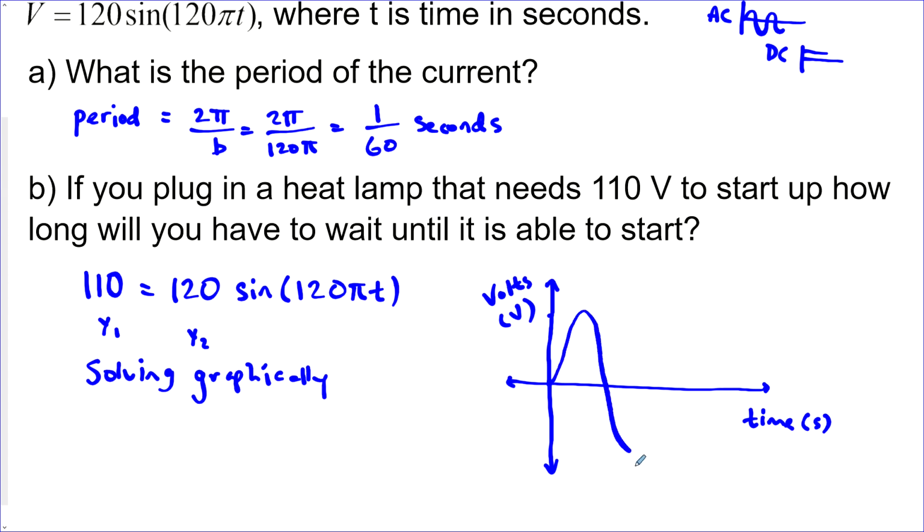Now our amplitude is how far we go up, so it's 120. So the maximum will be 120, and this one down here will be negative 120. Now, the period is 1 over 60, so we're going to have to change our x min and max to be very small, and our y min and max to be very large.